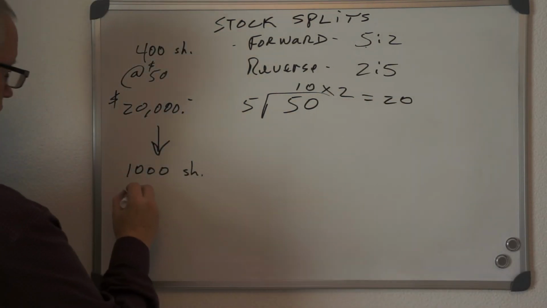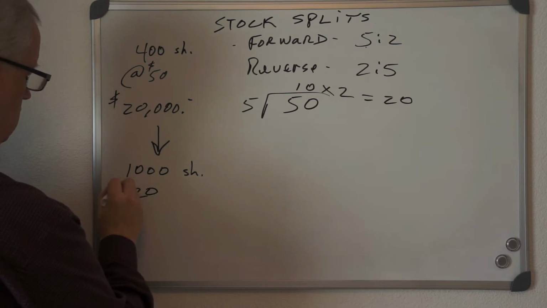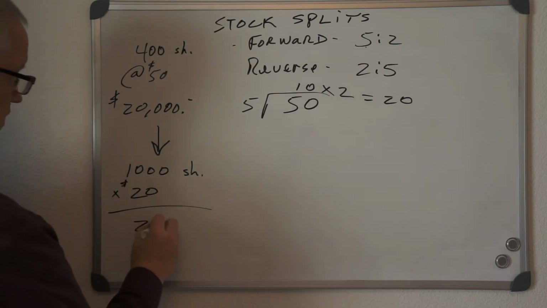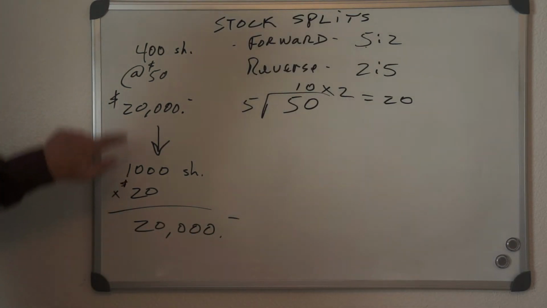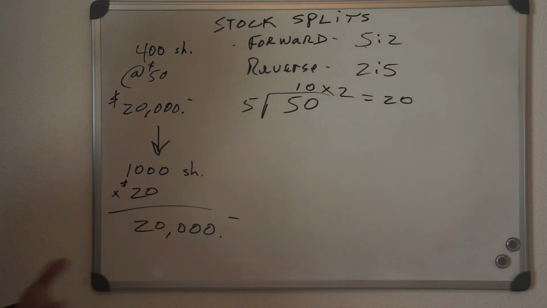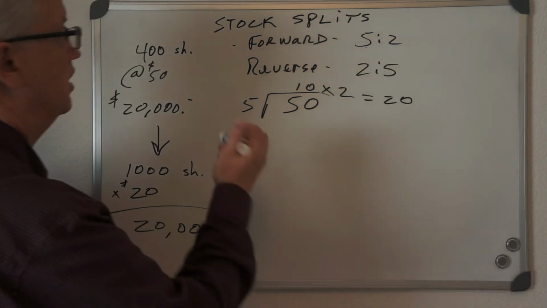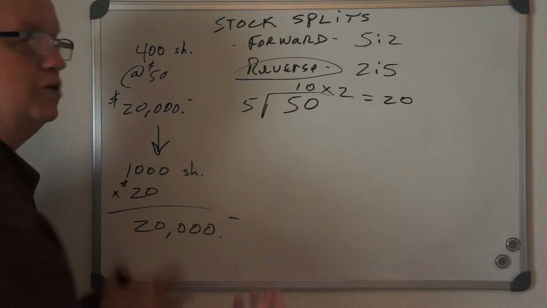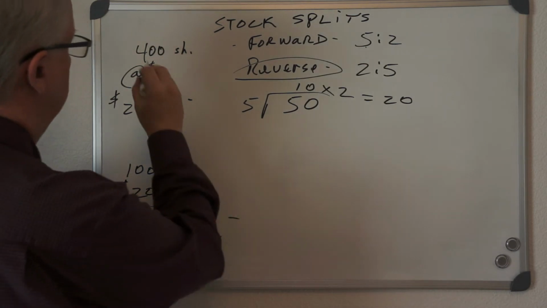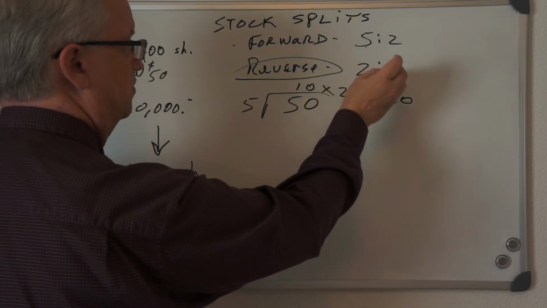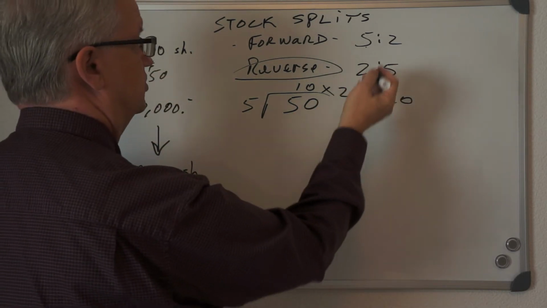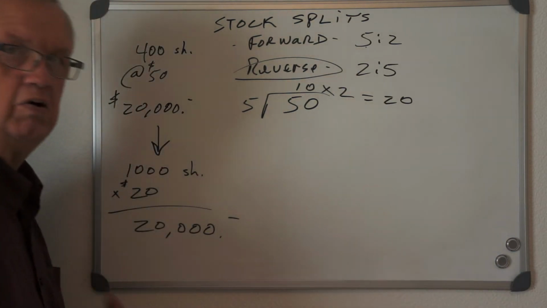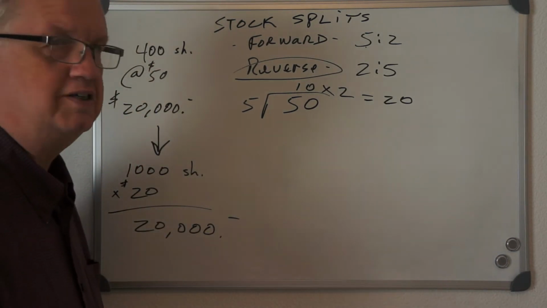So now we got $20,000. 1,000 shares at $20 as opposed to 400 shares at $50. The same value. There is no tax consequence. In a reverse split, we're doing the same thing. For the number of shares, you multiply by the first, divide by the second. In the price of the stock, you divide by the first, you multiply by the second. It's all going to be the same process, just different numbers.